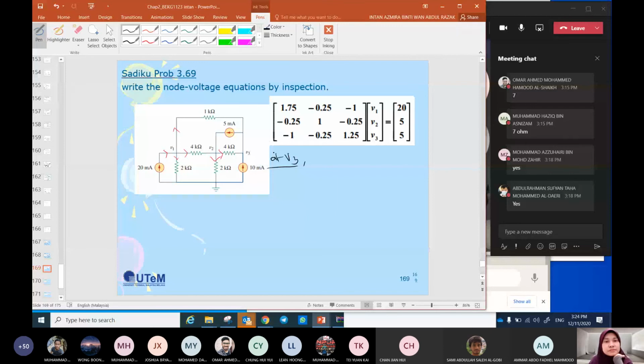at V3, V2 minus V3 divided by 4K plus V1 minus V3 divided by 1K equal to 10 milli plus 5.